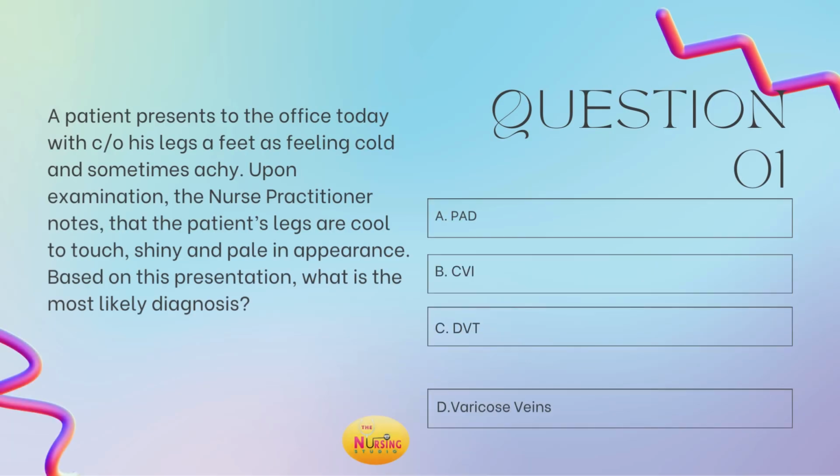Question number one states, a patient presents to the office today with complaints that his legs and feet are feeling cold and sometimes achy. Upon examination, the nurse practitioner notes that the patient's legs are cool to touch and shiny and pale in appearance. Based on this presentation, what is the most likely diagnosis? Is it A, PAD, B, CBI, C, DVT, or D, varicose veins? Take a moment and tell me what you got in the comments, you guys.